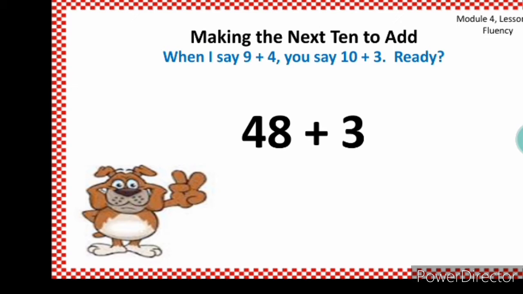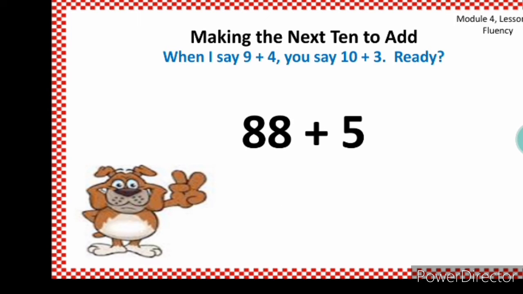So we make 48 into 50. So we have 50 plus 1. Remember, you remove 2 from 3. So we have 50 plus 1. And 50 plus 1 is what? 51. 50 plus 1 is 51.